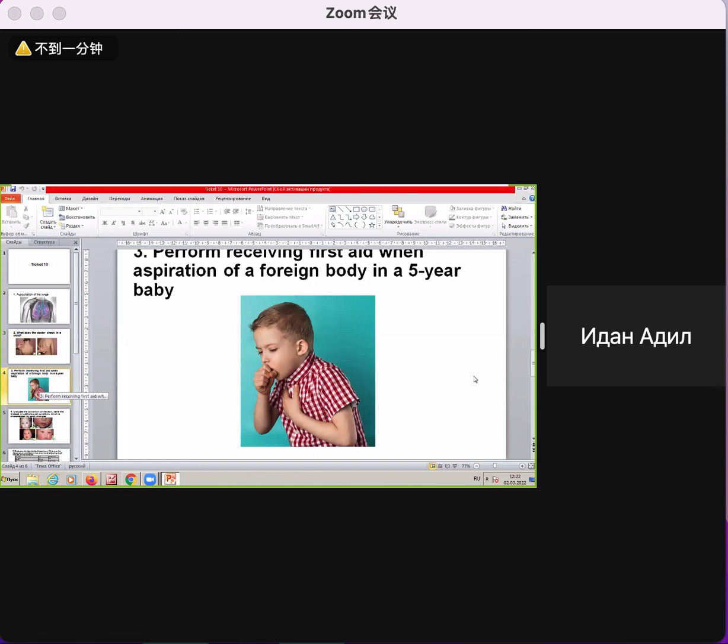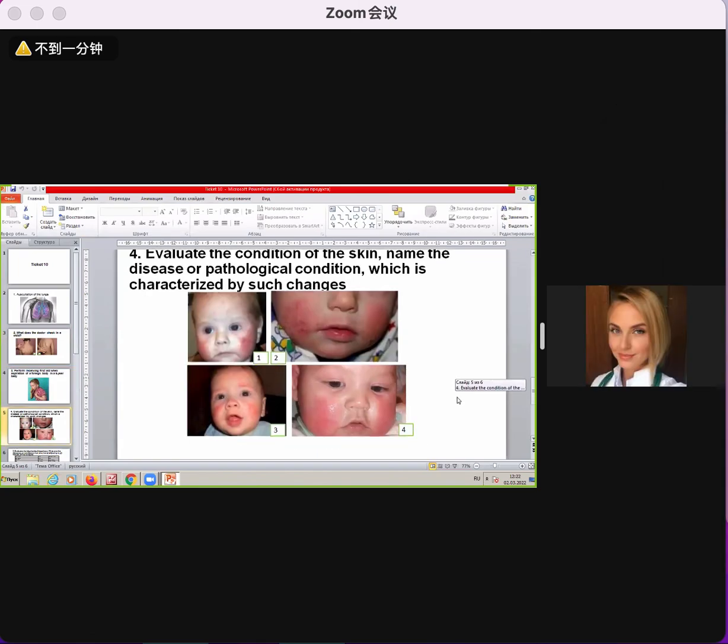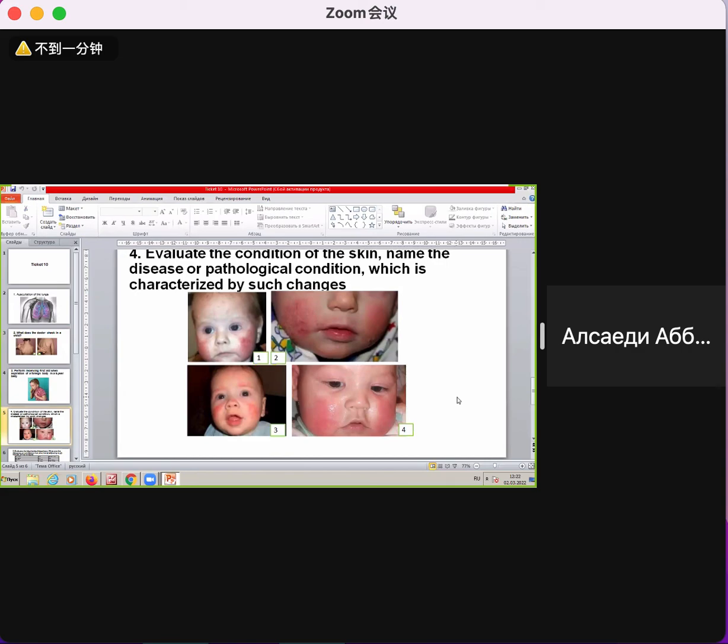Then this. Scarlet fever. Yes. No, not scarlet fever. So this is babies, yes? Babies younger than 1 year, look, with desquamation, with excoriation on the cheek.